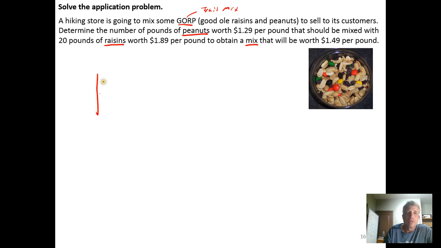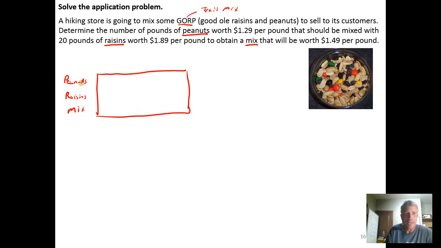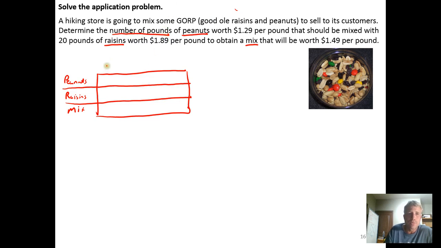When you do a table to organize this type of information, usually for the rows you identify the things about which you've been given information. So we have information about peanuts, raisins, and the mixture of those two things. And we're going to use a table to catalog the information about each of those quantities. So what types of things do we know? We know pounds. In the case of peanuts, we want to know the number of pounds of peanuts we have.